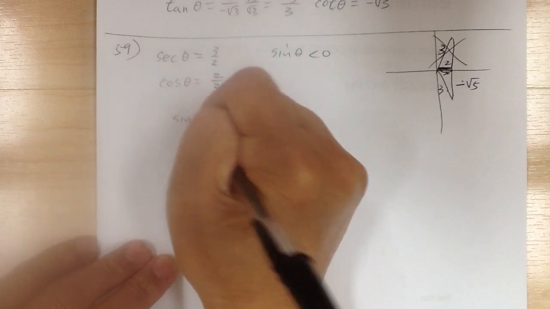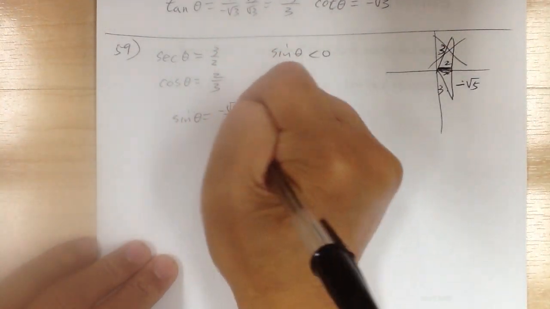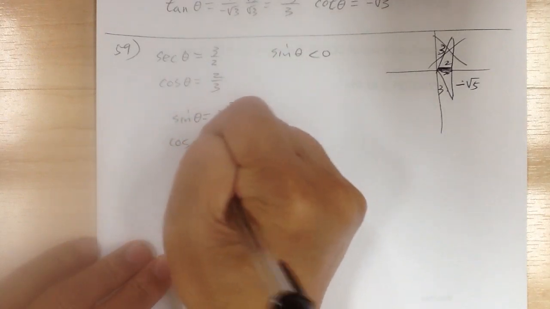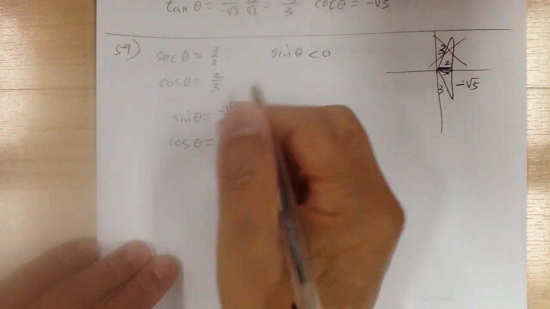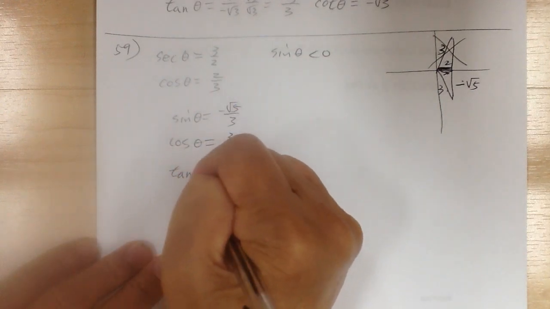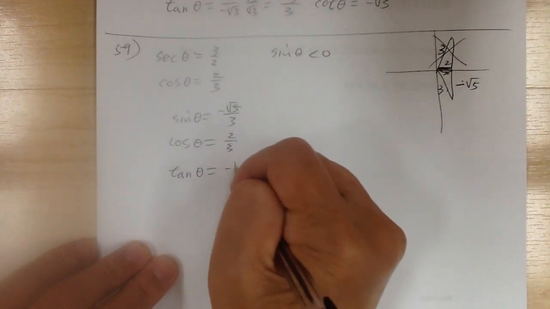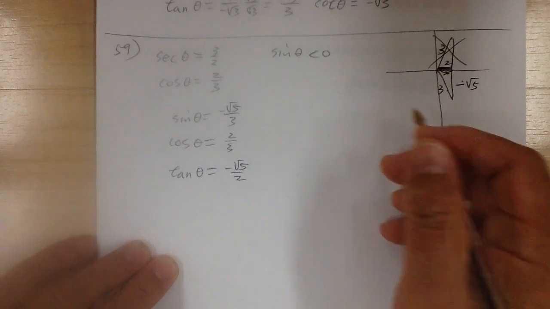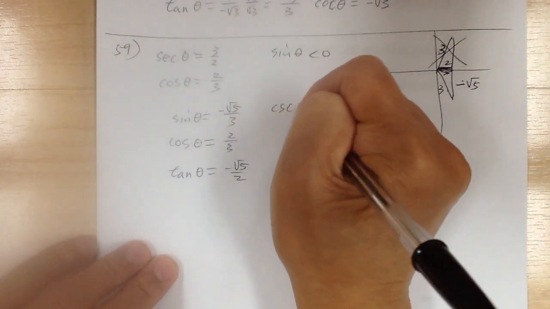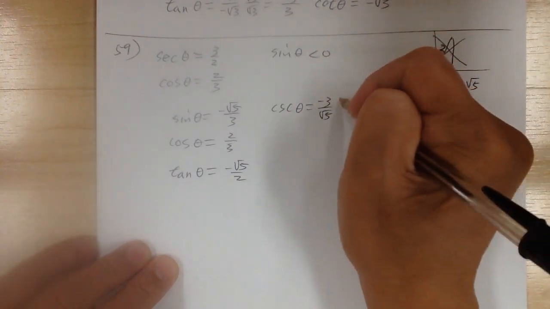Sine theta equals this over that, so it would be negative square root of 5 over 3. Cosine theta equals horizontal over that, which is 2 over 3. Tangent theta equals sine over cosine, so this over that, which would be negative square root of 5 over 2. And then cosecant would be negative 3 over square root of 5. Then you simplify.